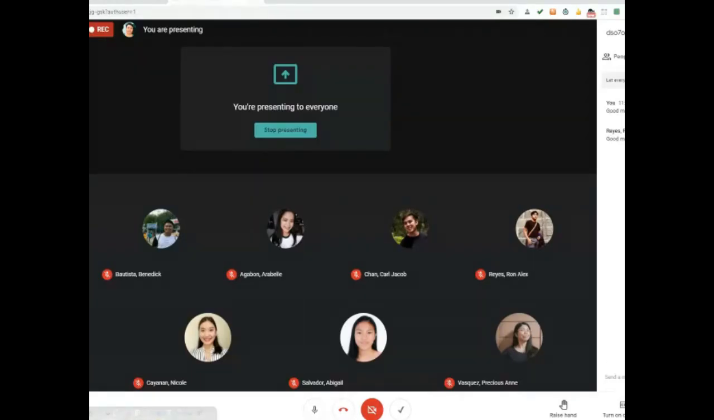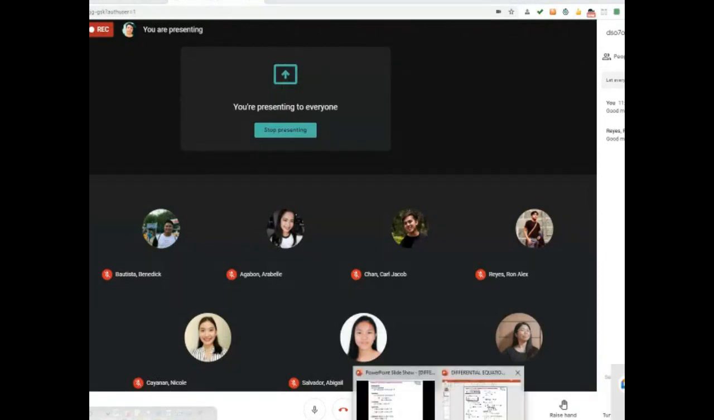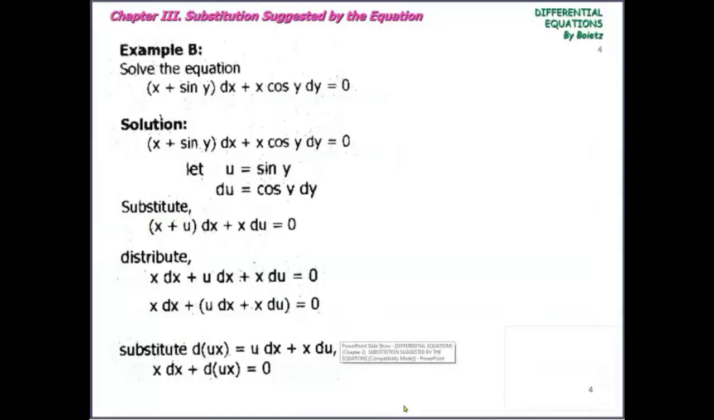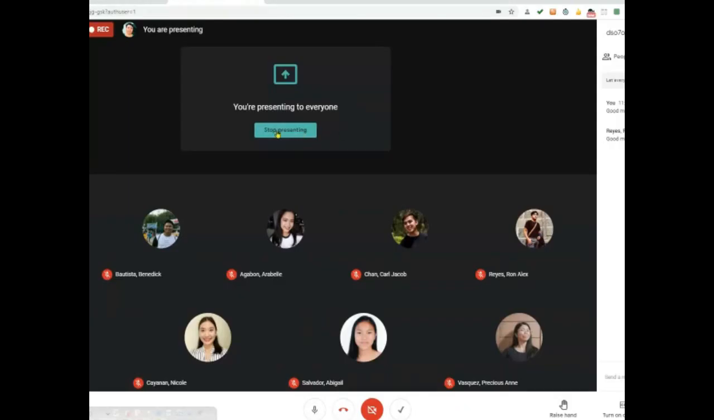Nakikita niyo yung ano ko? Class? Malinaw ba? Buo? Yes po, sir. Malinaw. Ha? Buo naman? Opo, sir. Medyo nabago yata yung format ng Google Meet. Anyway.